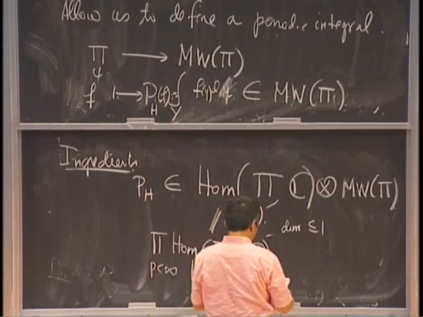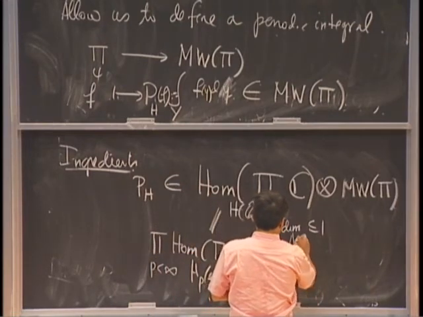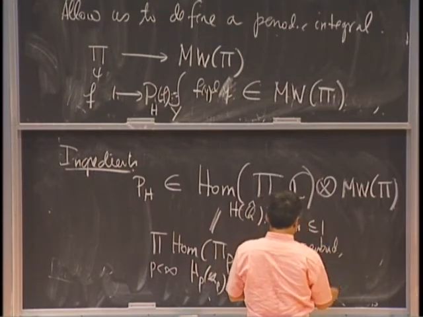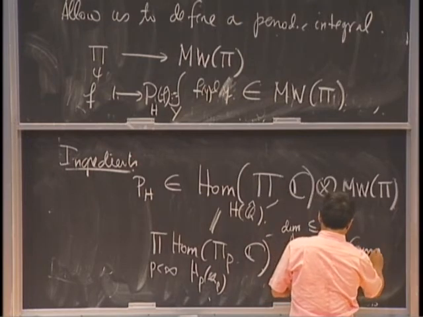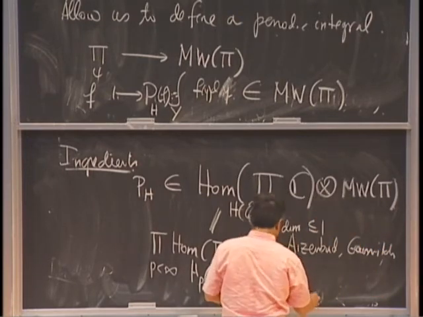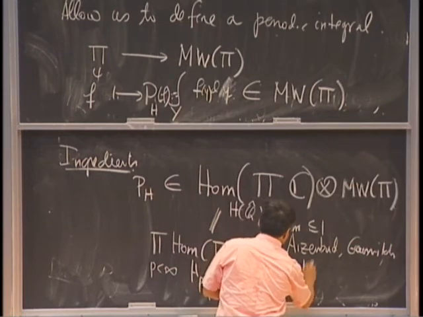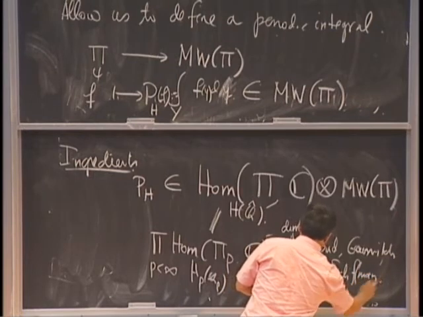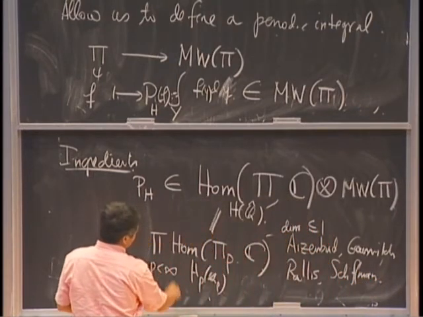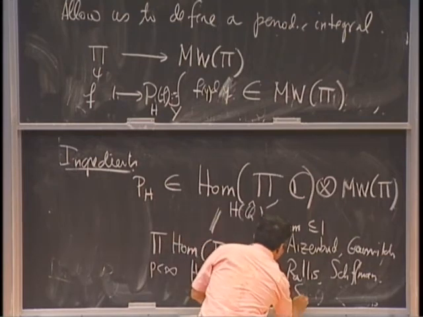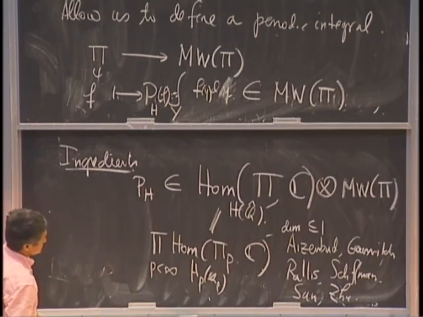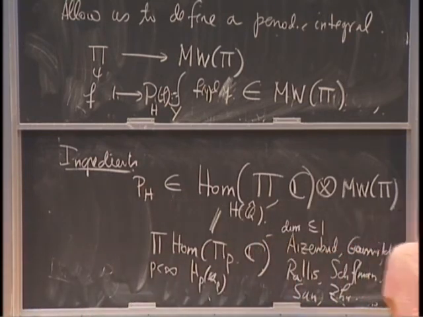Yeah, okay, so let me try to write it down. As Eisenberg, Gurevich, and she's here, right? Probably Rallis, Schiffman. And they also have the Archimedean part given by Sun and Zhu. The first ingredient.